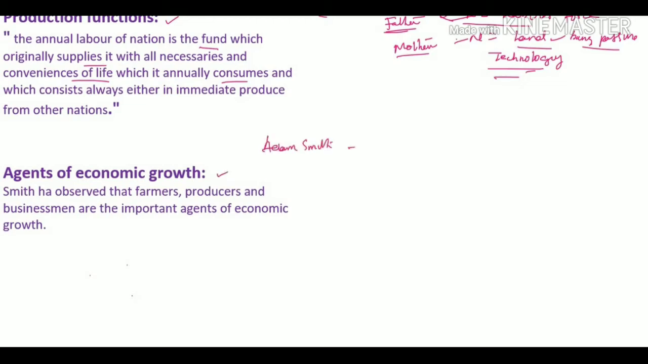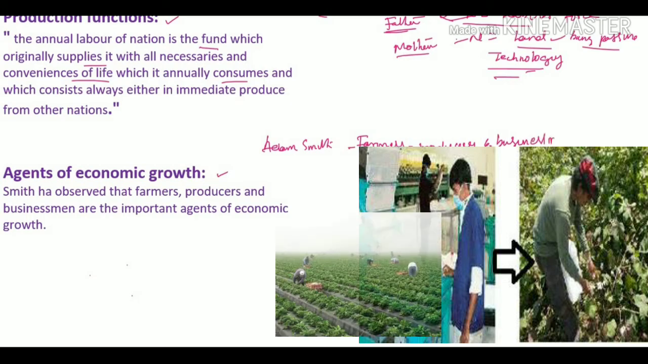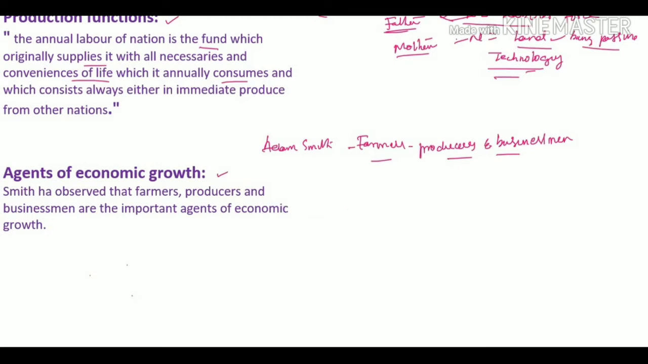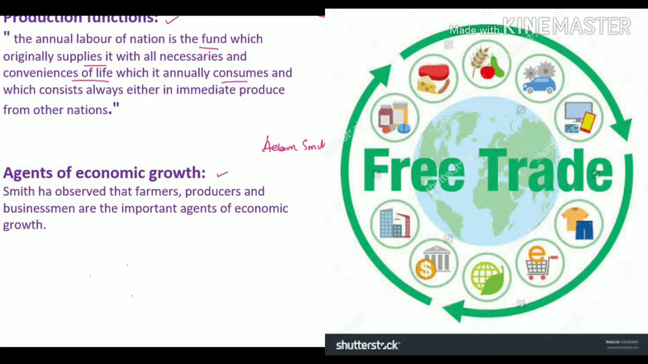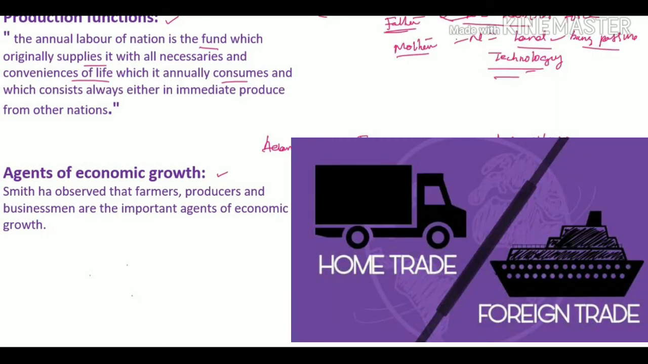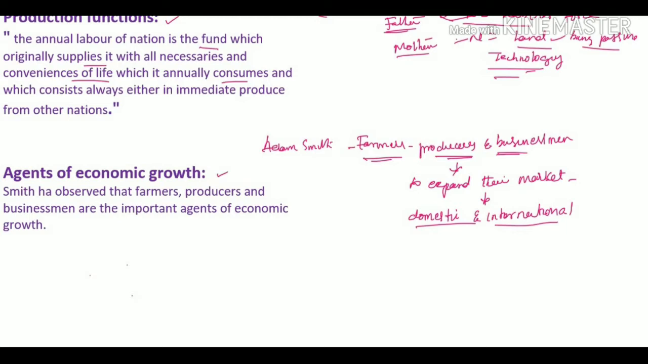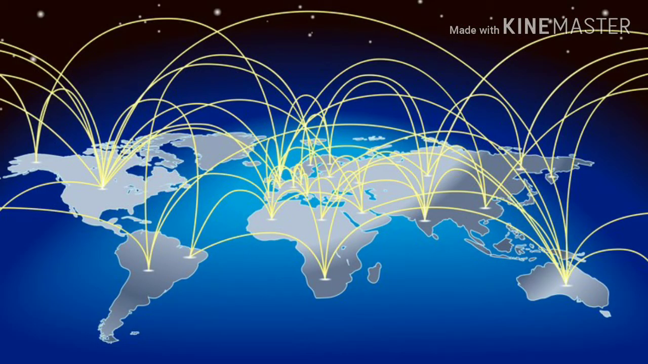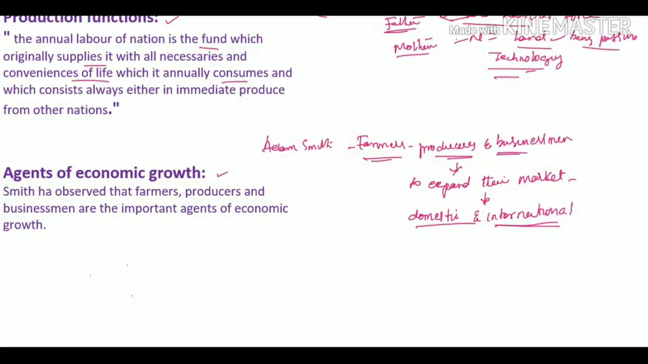According to Adam Smith, the farmers, producers and businessmen are the significant agents of economic growth. He considered that free trade and open market competition had led farmers, producers and businessmen to expand their market, both domestic and international. The free trade or laissez-faire policy leads to the expansion of the market at the domestic and international level, which leads to the prosperity of the country and of farmers, producers and businessmen.